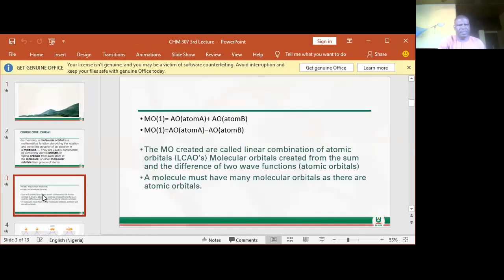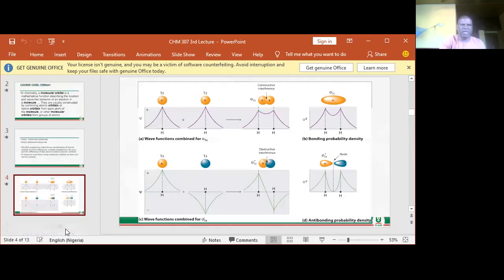That is in slide 3 that we have. The molecular orbital of molecule 1 will be equal to the atomic orbital of atom A plus the atomic orbital of atom B. And the molecular orbital of molecule 1 can also be equal to the atomic orbital of atom A minus the atomic orbital of atom B. And like we said earlier, the molecular orbitals must be as many as the atomic orbitals that try to combine together.